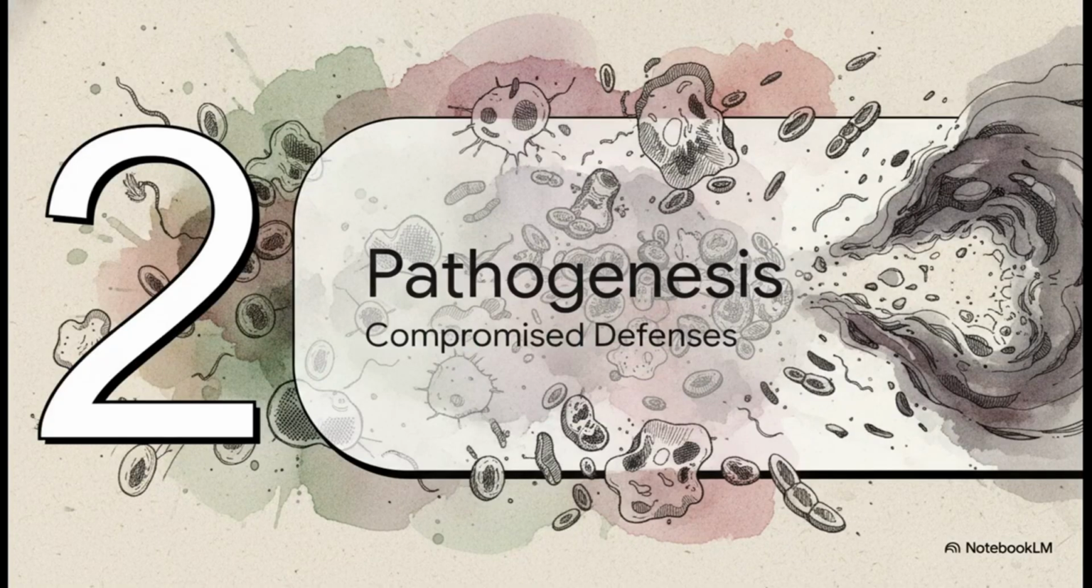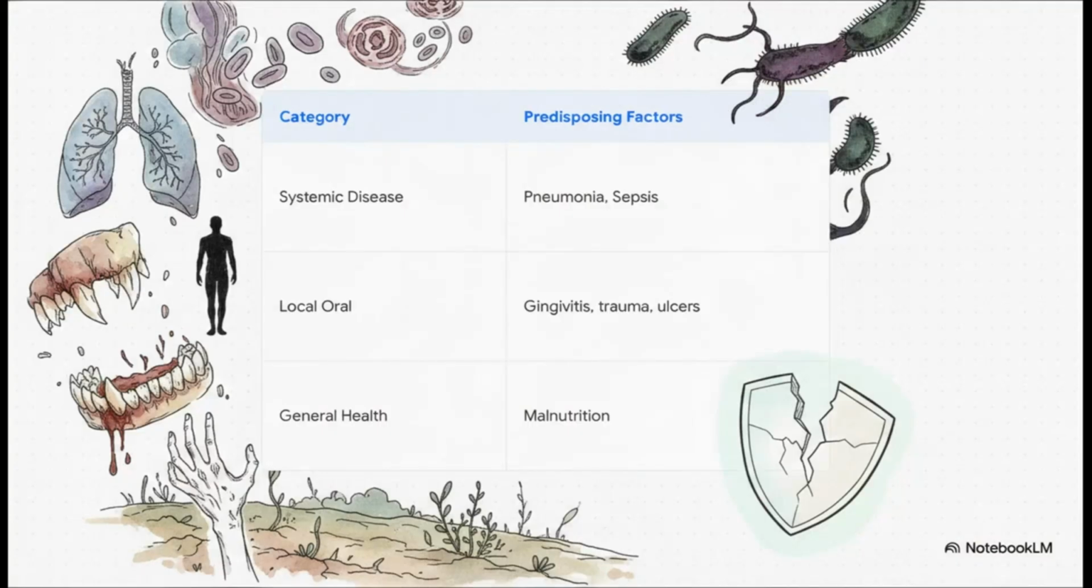Moving on to Section 2, Etiology and Pathogenesis. Let's see how these compromised defenses actually lead to such rapid destruction. Okay, so before the destructive bacteria can even take hold, the host's defenses have to be severely weakened by a perfect storm of clinical vulnerabilities. First, on a systemic disease level, we're looking at concurrent severe illnesses, things like pneumonia or sepsis that are already draining the body's resources. Then, locally, right within the oral cavity, pre-existing conditions provide the initial gateway.